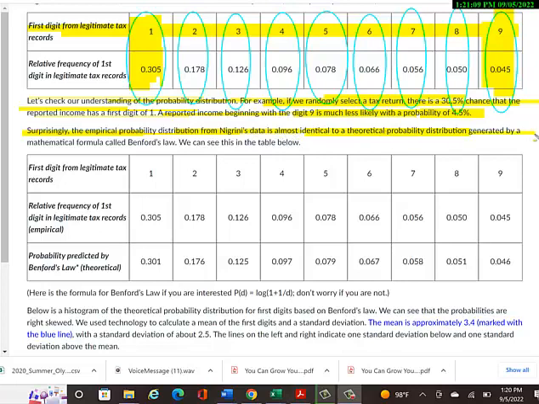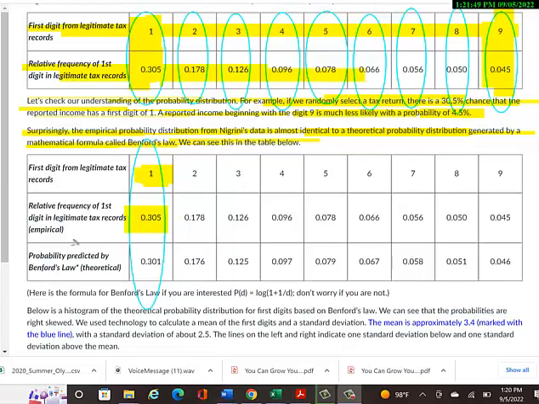Surprisingly, the empirical probability distribution from Negrini's data is almost identical to a theoretical probability distribution generated by a mathematical formula called Benford's law. We can see this in the table below. On the table we see the comparison. So for example, in the very first column here, we still have the same first row, the first digit being a 1 in your tax return. So we'll see that the second row represents the exact same second row. So far the table is the same.